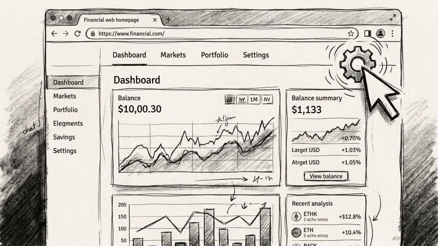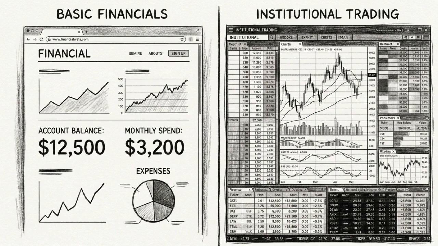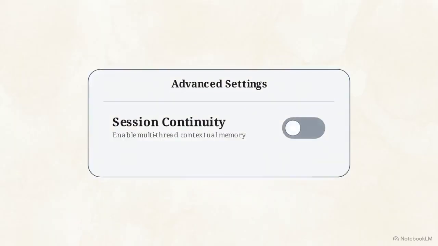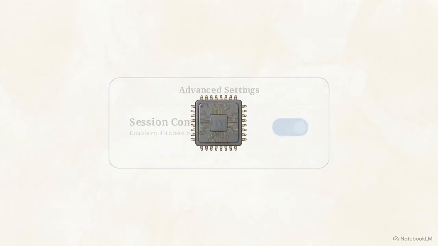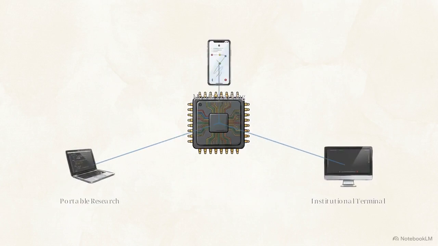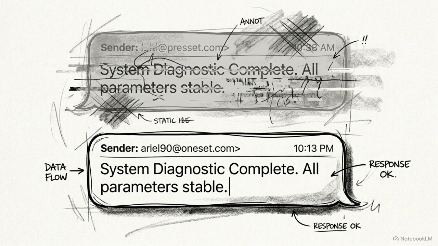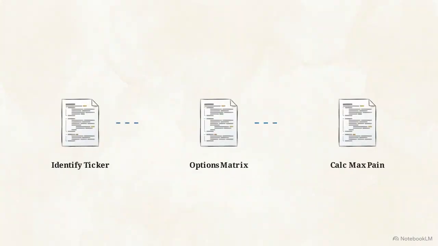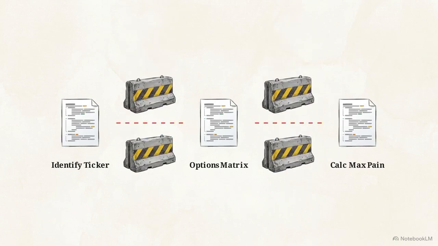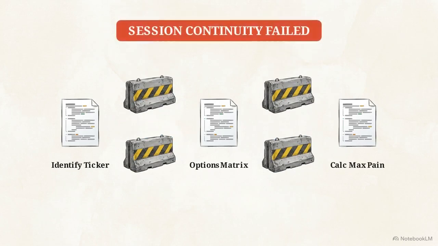Start by logging into your Google account and navigating to the Google Finance Beta settings menu. Select Dark Mode. This adjusts the UI to a high-density data environment designed to mimic professional trading terminals. For the AI to function as a research assistant, you must enable session continuity. This allows the system to reference multiple threads of inquiry across different devices. Without this enabled, the AI cannot retain context. It will treat every prompt as an isolated event, preventing you from building a complex analysis of the options chain.